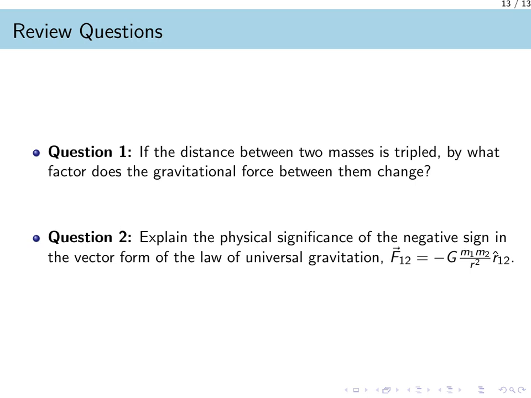The negative sign in the equation mathematically reverses the direction of the unit vector. This means the force vector, F12, must point in the exact opposite direction of r hat 1,2. So if the unit vector points from mass 1 to mass 2, the force on mass 2 must point back toward mass 1. A force that pulls an object toward another is, by definition, an attractive force. In short, the negative sign is the mathematical way of stating that gravity is always an attractive force. It always pulls masses toward each other.